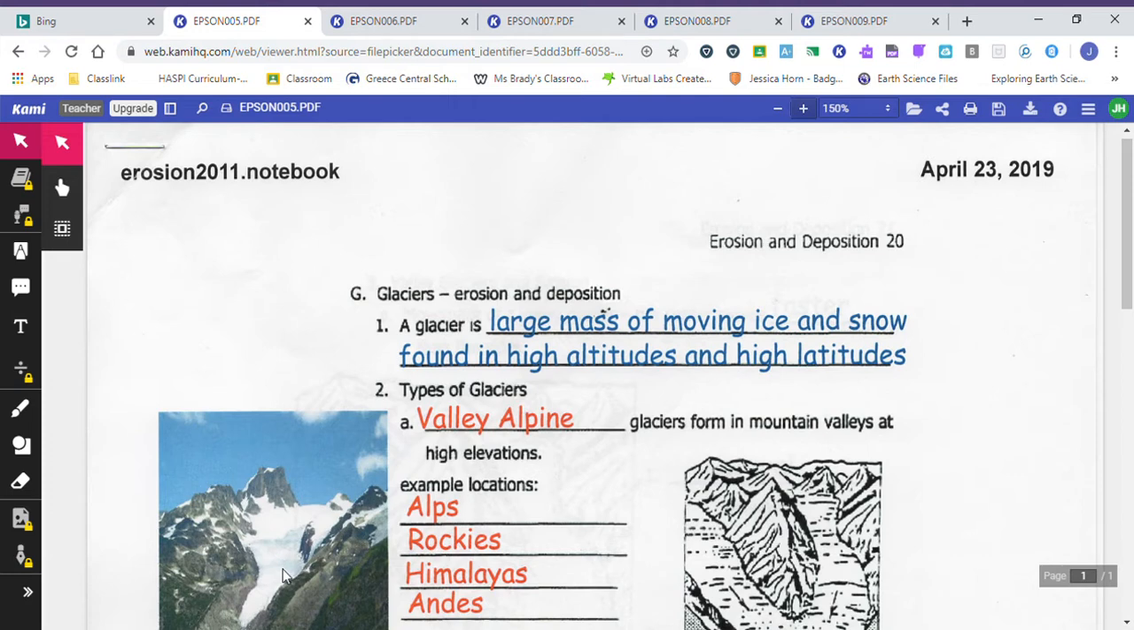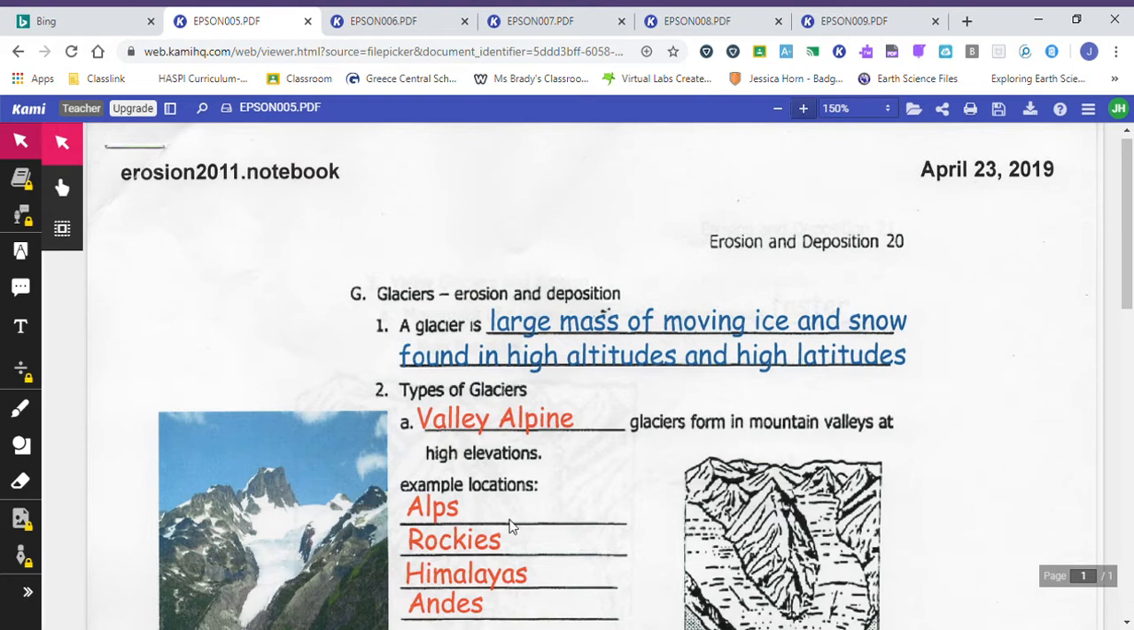As that moves, it will move with gravity, down the mountain, and it will pick up particles of all sizes. It can pick up boulders, just picking them up in the ice and moving them a couple meters or maybe 1,000 feet down the mountain.